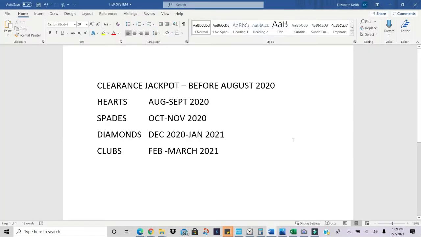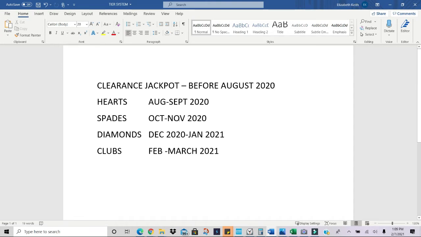So here's a good look at my tier system. As you can see, anything that I listed in February or March of 2021 is going to go in the clubs category. And we're going to talk about what we'll do with that in a few minutes. Anything I listed in January was in the diamonds category, but it was also in the primary category of wherever it went, plushes, shoes, whatever it is.